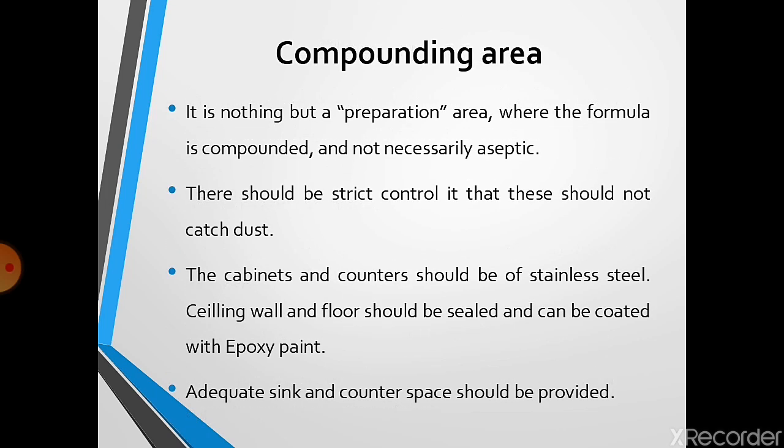The second area is the compounding area, a very important part of sterile products. It is a preparation area where the formula is compounded, and it is not necessarily aseptic. There should be strict control so that it does not catch dust. The cabinets and counters should be of stainless steel. Ceiling, wall and floor should be sealed and can be coated with epoxy paint, so there is no accumulation of dust on the ceiling and the floor. Adequate sink and counter space should be provided in this compounding area.